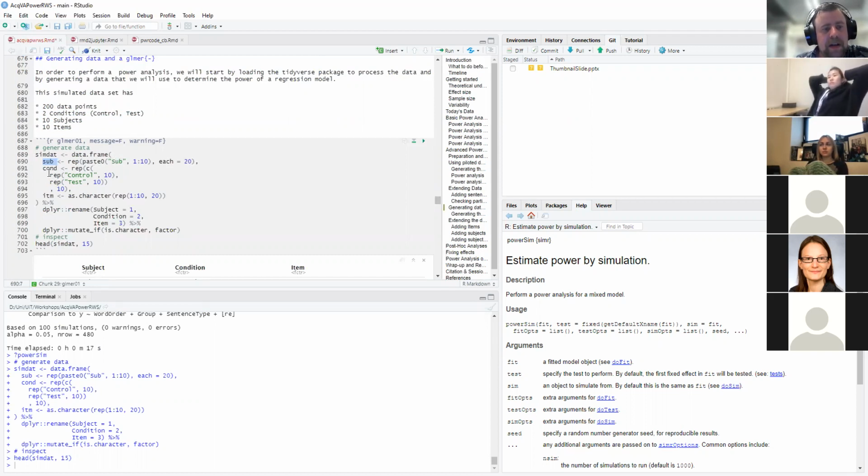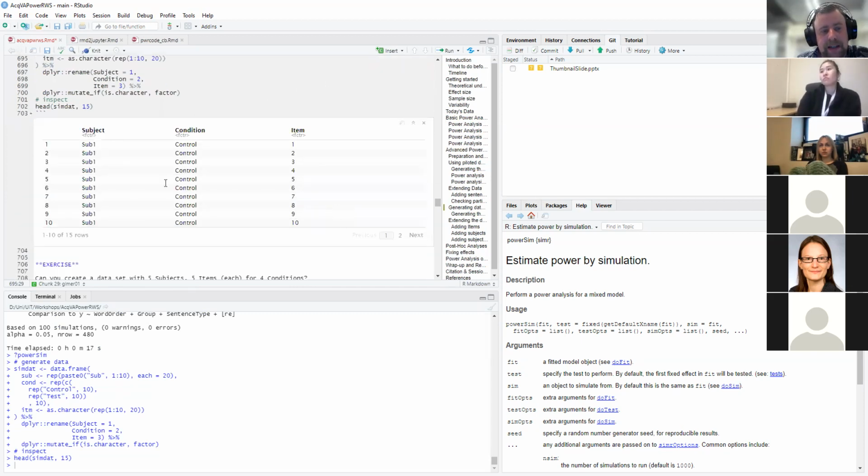And then I want to have control 10 times, and test 10 times, and repeat that 10 times. That's also how you get to the 200 data points. Because each subject is repeated 20 times, it has 10 controls and 10 tests, right? And then I had items, where it just said repeat 1 to 10, 20 times. If you do that, you have a data set like this, where you have subject 1, control, items 1 to 10. And then here you have subject 1, test, and then you'd have the items 1 to 10.